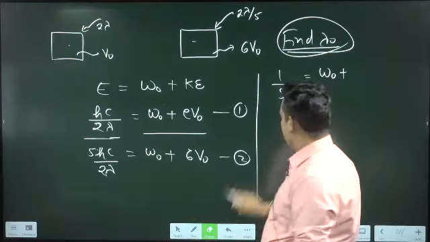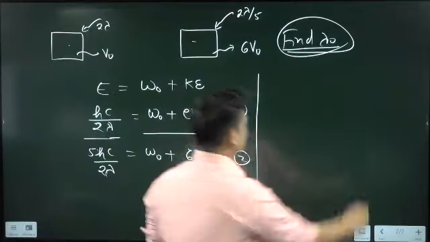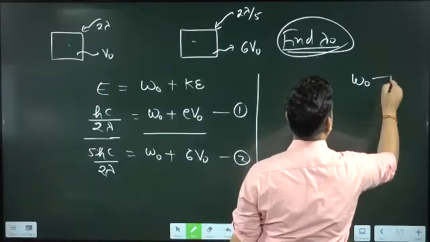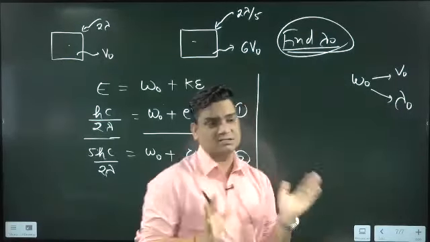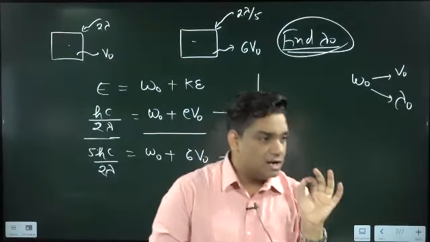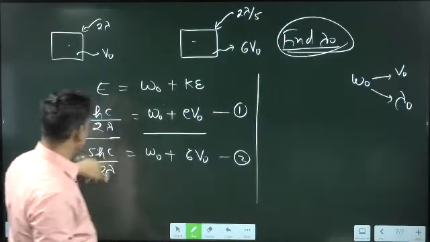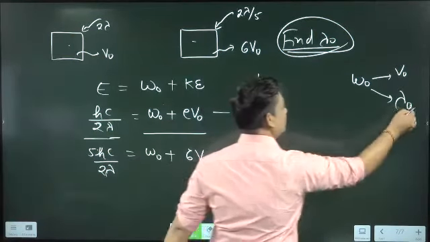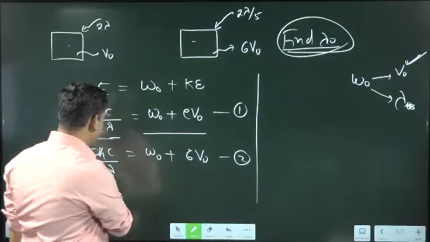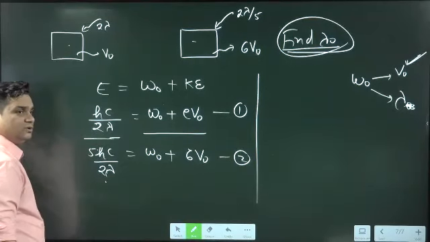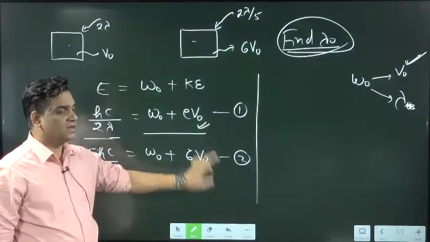Now, what happens here? They can make three types of options. One time they will ask W naught in terms of V naught, or W naught in terms of lambda naught. You have to check where they are asking the option, in terms of V naught or in terms of lambda naught, before solving. Suppose it is in V naught, then we can do the division, lambda will be cancelled, and we get the answer in terms of V naught. But if they are asking in terms of lambda naught, then we have to eliminate this EV naught term. So match accordingly with what is given in the option.